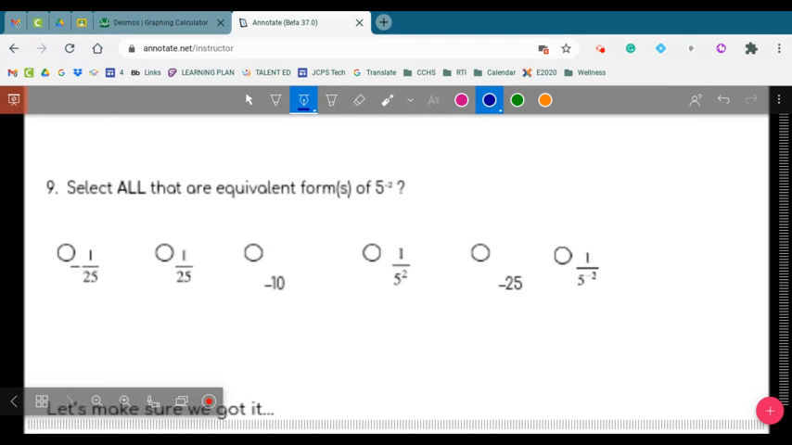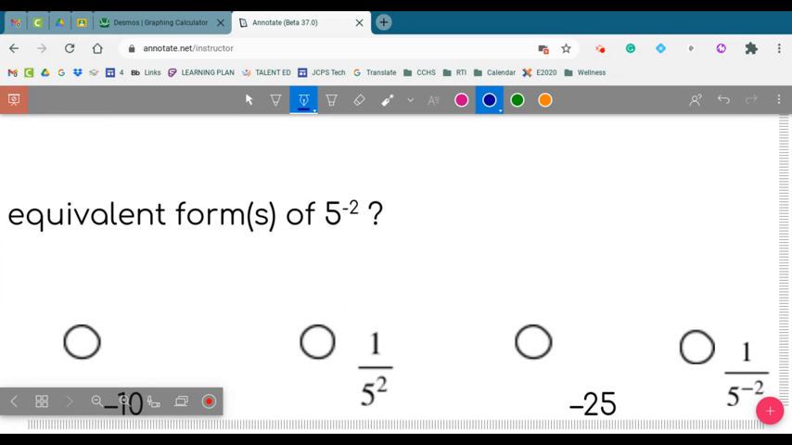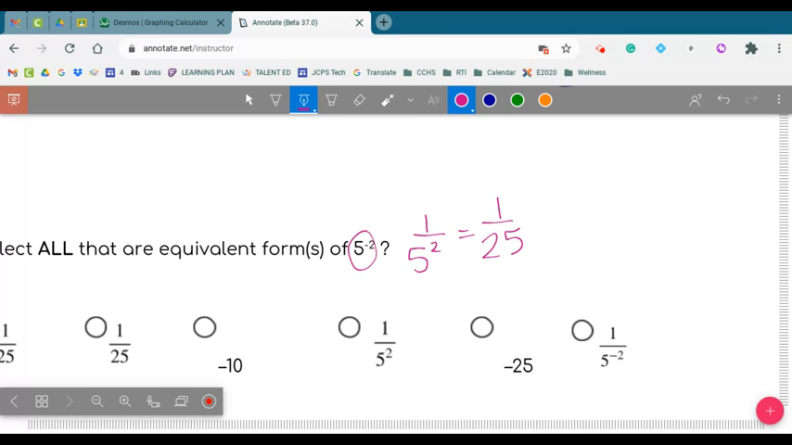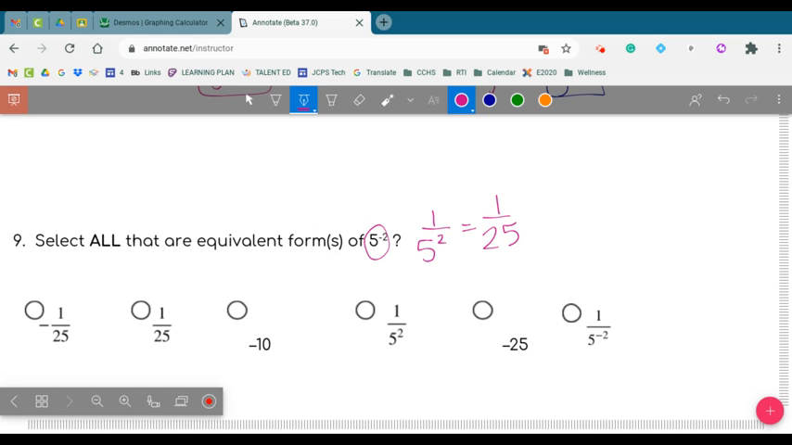Okay, next one is where we have to solve. So we have 1 over 5 to the second. So that means I need to do 1 over 5 to the second, which equals 1 over 25. So then I simplify. So let's just start looking at these. It has to be a positive 1 over 25. So it can't be the first one. Can't be negative 10. Can't be negative 25. So this one I know is a solution.